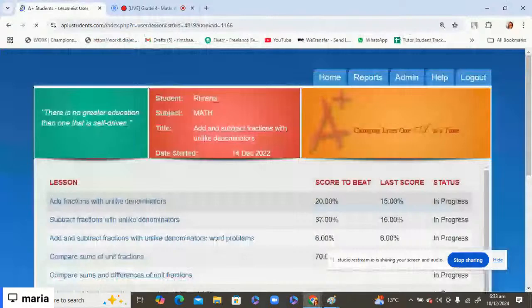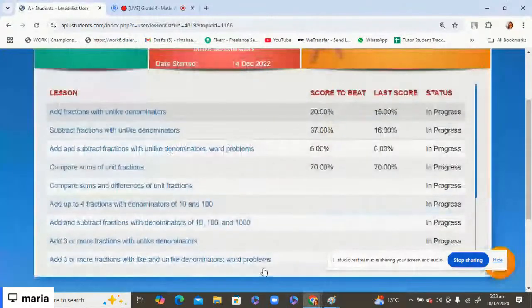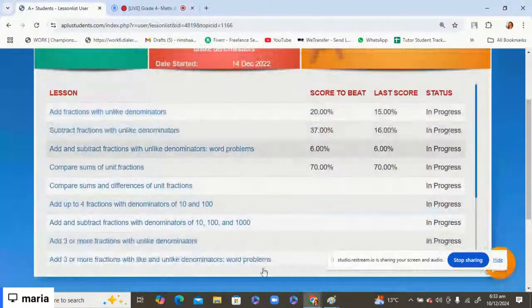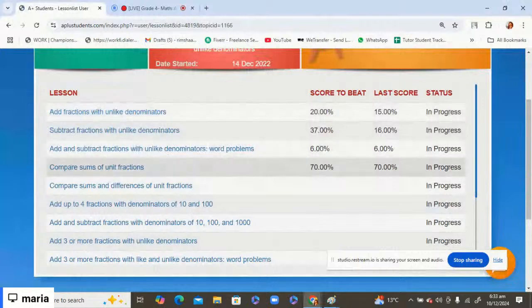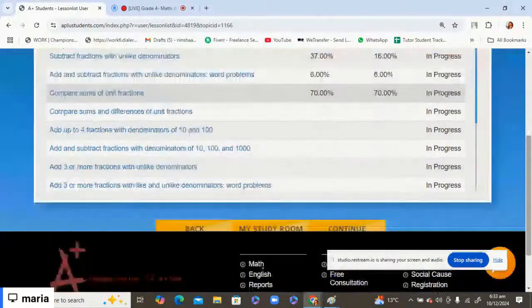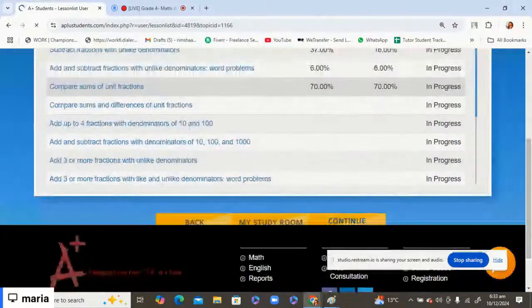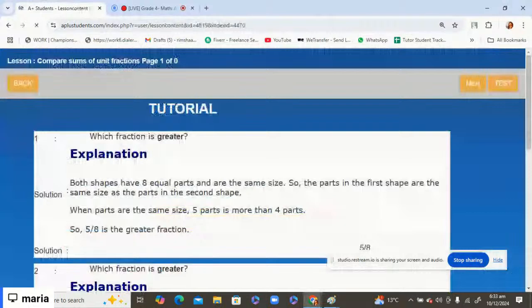So we have done the first lesson, add and subtraction with unlike denominators. Second lesson, subtract fractions with unlike denominators. Third lesson with the word problem. Now compare the sum of unit fractions. Okay. Fourth lesson, that's the last lesson. Then we finish up the class.